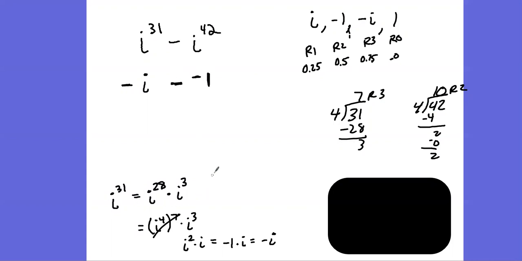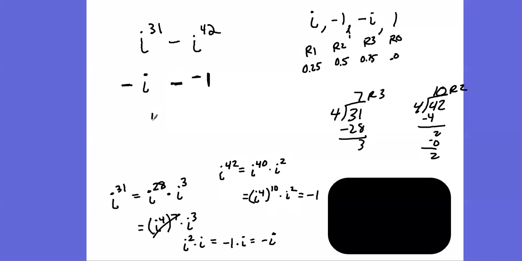To think it through in this way, i to the 42nd. Now my largest multiple of 4 that is less than or equal to 42 would be 40. So this is i to the 40th times i squared. i to the 40th I can think of as i to the 4th raised to the 10th. i to the 4th is 1, 1 to the 10th is 1, 1 times i squared is just i squared, and we already know i squared is -1.